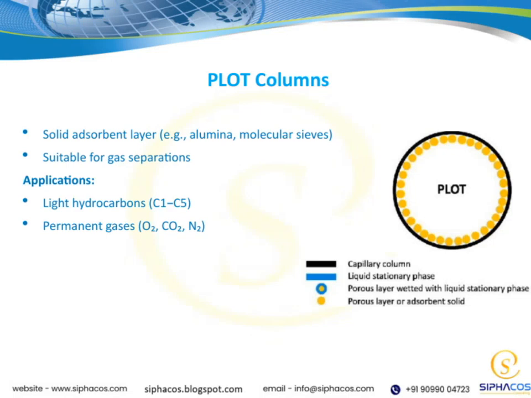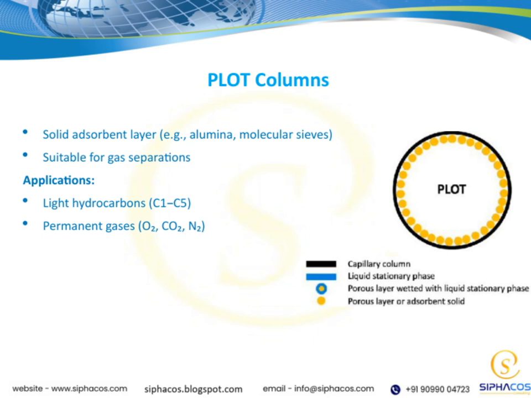Now let's take a closer look at the PLOT columns. As you can see, we're focusing on solid adsorbent layers, such as alumina or molecular sieves. These materials are particularly effective because they provide a sturdy and reliable surface for separation processes. They're especially suitable for gas separations, which is a key application in many industrial settings. When we talk about these applications, we're often referring to the separation of light hydrocarbons, like C1 through C5, which include methane, ethane, and propane, among others.